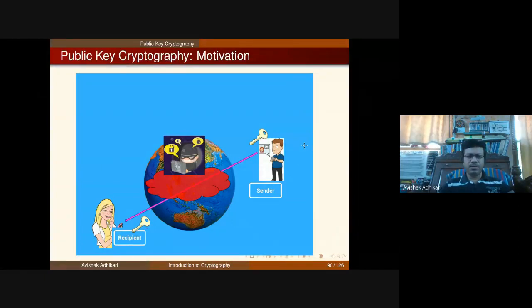In terms of cryptographic viewpoint, as I mentioned, there is a sender and the receiver, and both of them are staying far apart. As a result, they cannot share the common key securely. So they should have something else different.